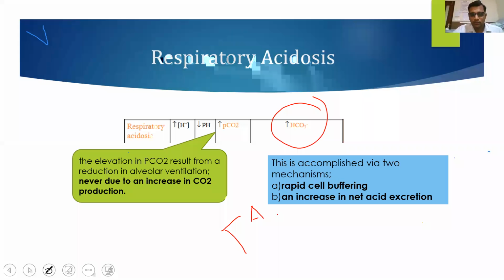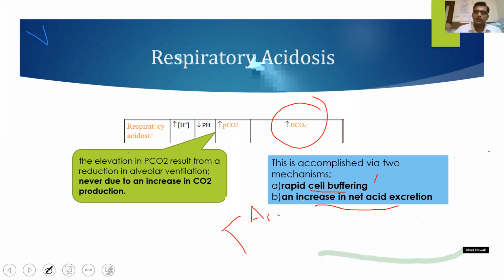In metabolic disorders, the compensation is by the lungs, so it happens very rapidly. We start hyperventilating and the CO2 level comes down very fast. But in respiratory disorders, the compensation is done by the kidney, which happens by two mechanisms. One is rapid cell buffering, which happens acutely within 24 hours. The second is an increase in net acid excretion, which is a chronic phenomenon. It takes time, a minimum of 48 hours. So there will be acute compensation and more compensation after a few days, in any respiratory disorder.